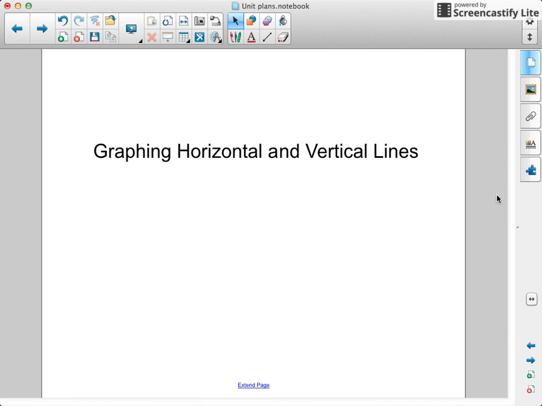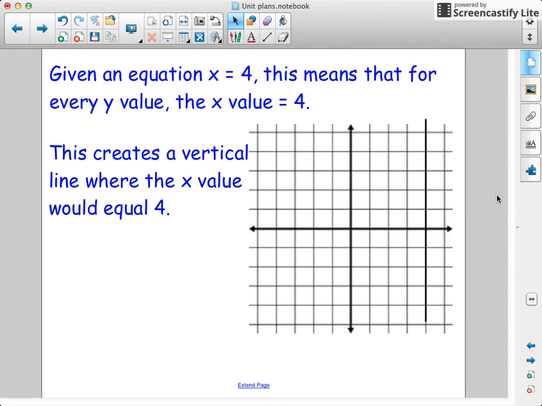On Math with McComish, today we're going to be graphing horizontal and vertical lines. So if you're given an equation like x equals 4, what this means is if you're going to graph it, every y value has an x value of 4. So it'd be like if you had some ordered pairs, the first number is the x value, which is 4. And the y value can be anything. That's why this creates a vertical line.